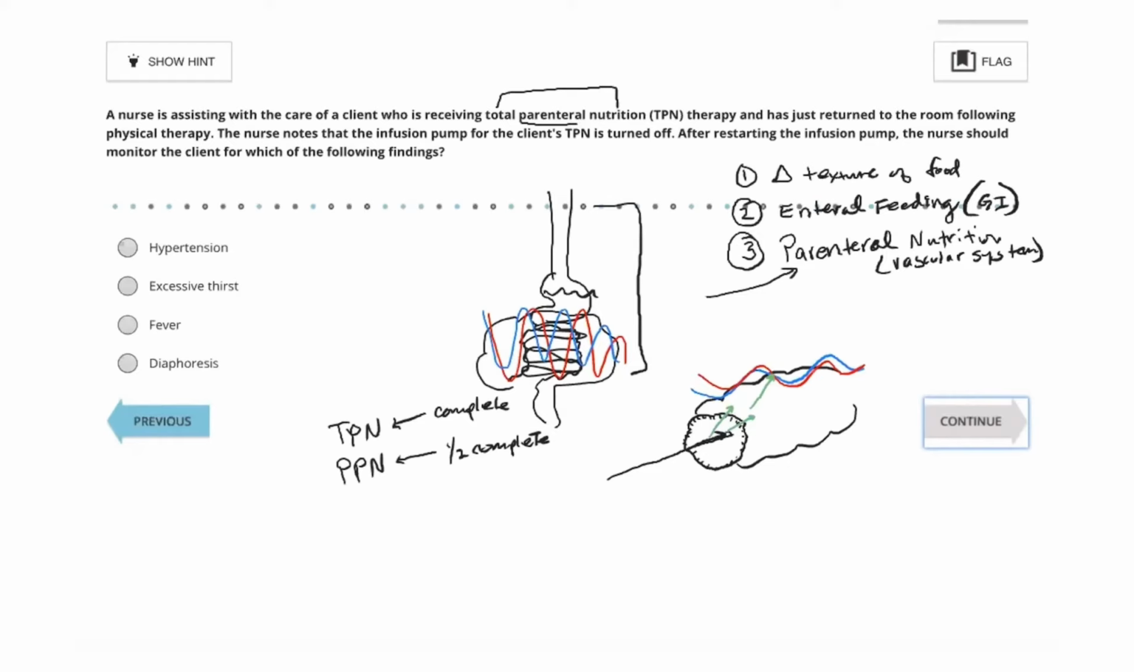I'm going to leave that here just for a little bit. Let's see if we can play with this a little more. So it says, a nurse is assisting with the care of a client who is receiving total parenteral nutrition. And by the way, they receive this through, this is their arm.